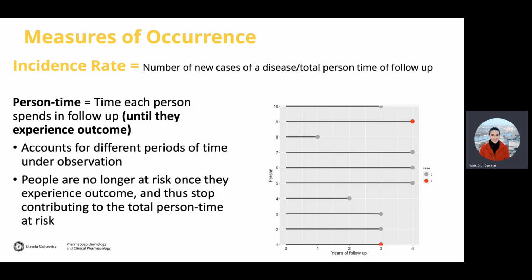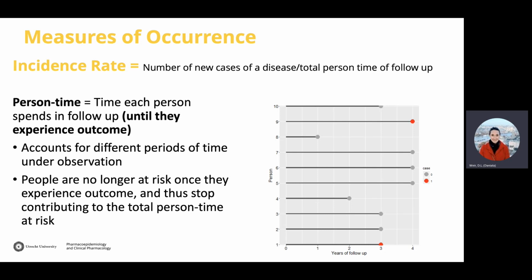So considering person time is especially important because you're able to account for different periods of time that you're observing each individual for that's part of the study. So you're not assuming that each person is followed for the same length of time. You're able to incorporate differential follow-up times into your measure of occurrence.